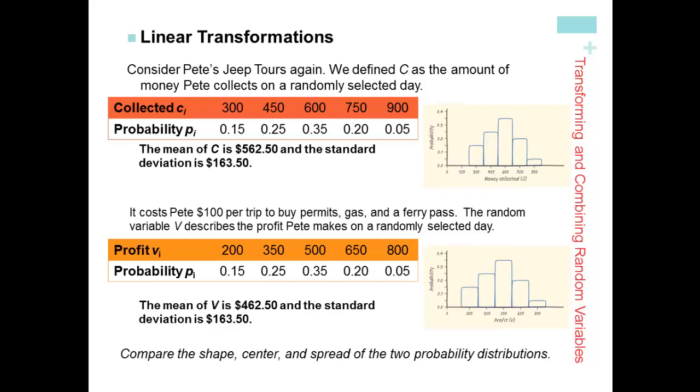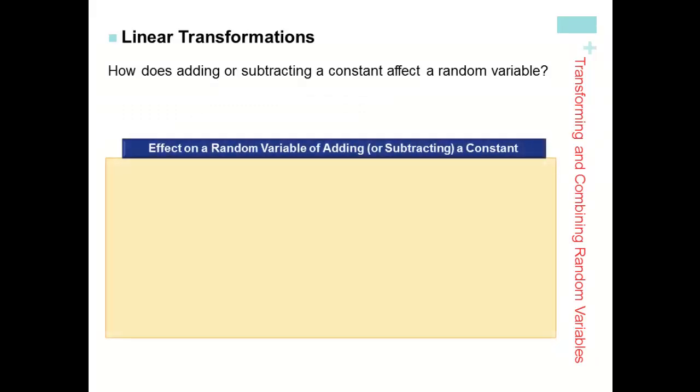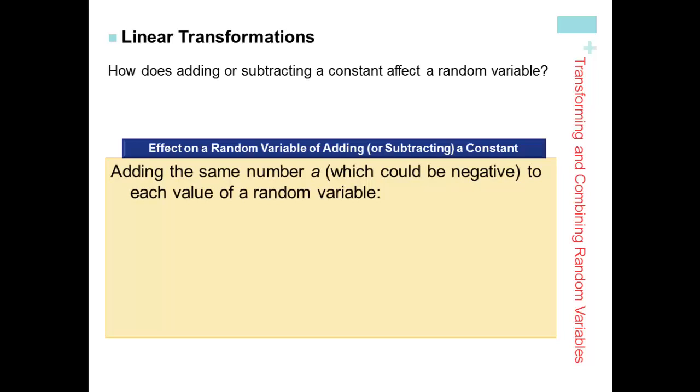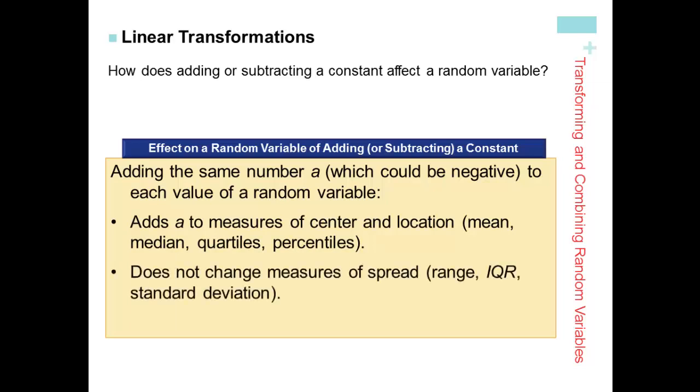In comparing the shape, the center, and the spread of the two probability distributions, meaning the amount collected and the profit, the shape ends up being the same. The center is decreased by 100 from 562.5 down to 462.5. And the standard deviation, which is the measure of spread, has stayed the same at 163.5. So how does adding or subtracting a constant affect a random variable? Adding the same number a, which could be positive or negative, to each value of a random variable adds a to the measure of center and location, and it does not change the measure of spread at all, and the shape will not change.